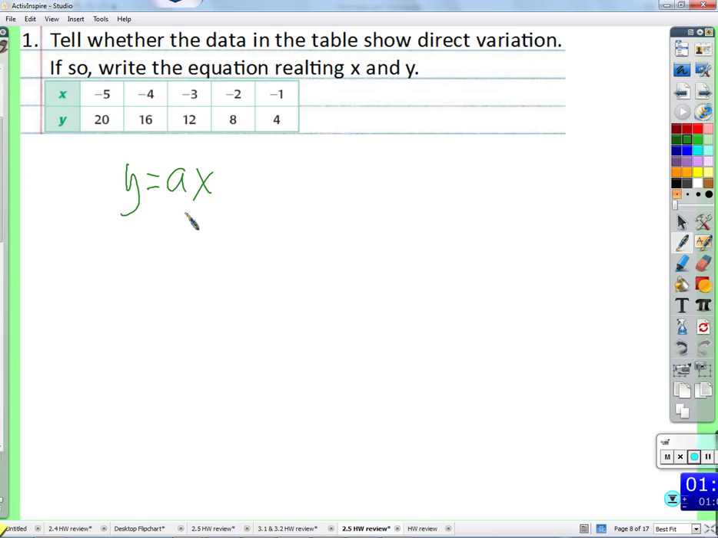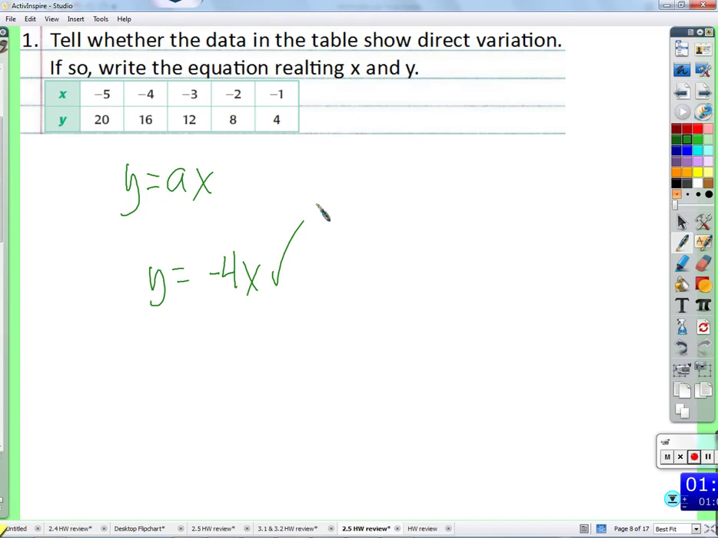Just look at this first example. This is one of the easiest multiplication problems you could possibly try and do, right? That's all we're really trying to do, trying to figure out what negative 5 times what gives me 20. What would that have to be? Negative 4. If it's direct variation, this must be the equation. It must be the equation that you give x and get out y. It works here. Does it work here? Does it work here? Does it work here? Check. That's the equation.